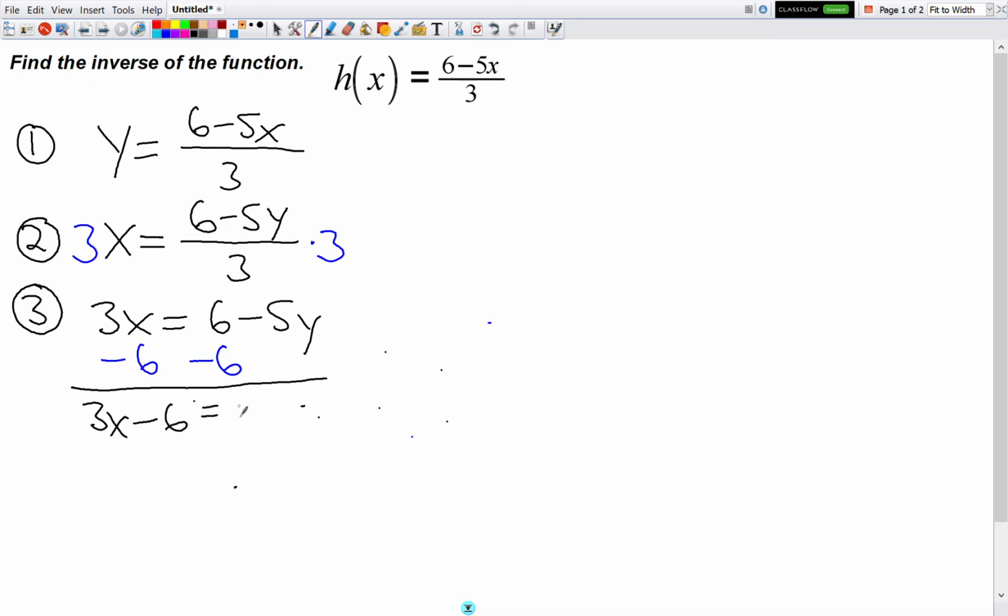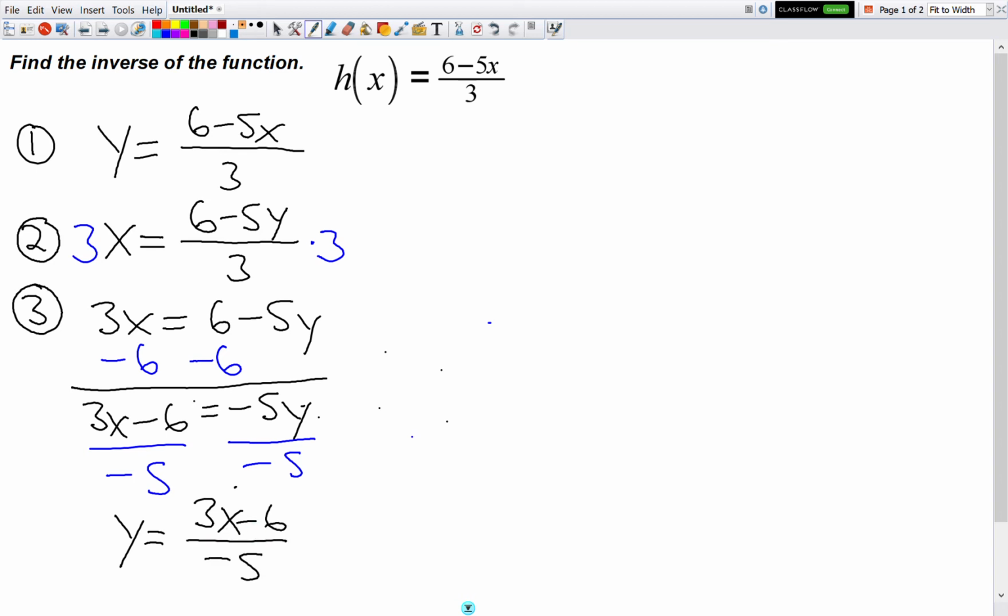Okay, so now that my 6 has gone to the left side, all I have left is the -5y on the right hand side. Okay, and what's going to be the technique that we use to get rid of that -5? Well, I hope you guys all say divide by -5, because if you did, then that is perfectly correct as well. So you divide by -5 on both sides, and this step 3 is almost done. Don't mind me, I'm going to put the y on the left side. That's just a preference thing for me. So y equals 3x minus 6 over -5.